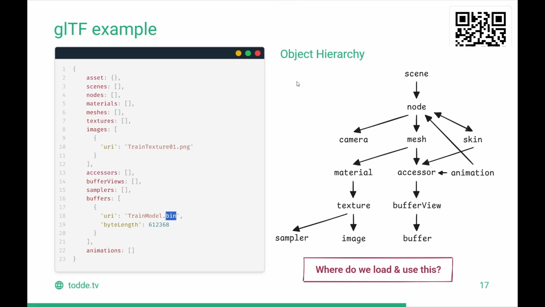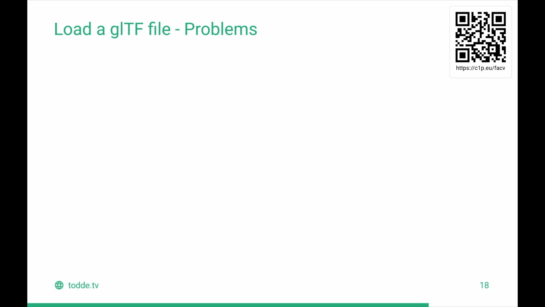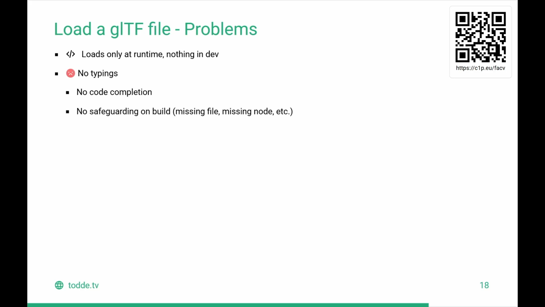So the problem is now, where do we load and use this? And I think you can already imagine going through this GLTF file is more on the runtime side of things. You have no real control on the development time, so no type safety, for example, or other things. The first big problem is that we can really only load it at runtime. We don't see it in development. The next thing is that we do not have typings. We have no code completion. I cannot just simply say my scene name dot train dot window. That is not possible. So no safeguards on build.